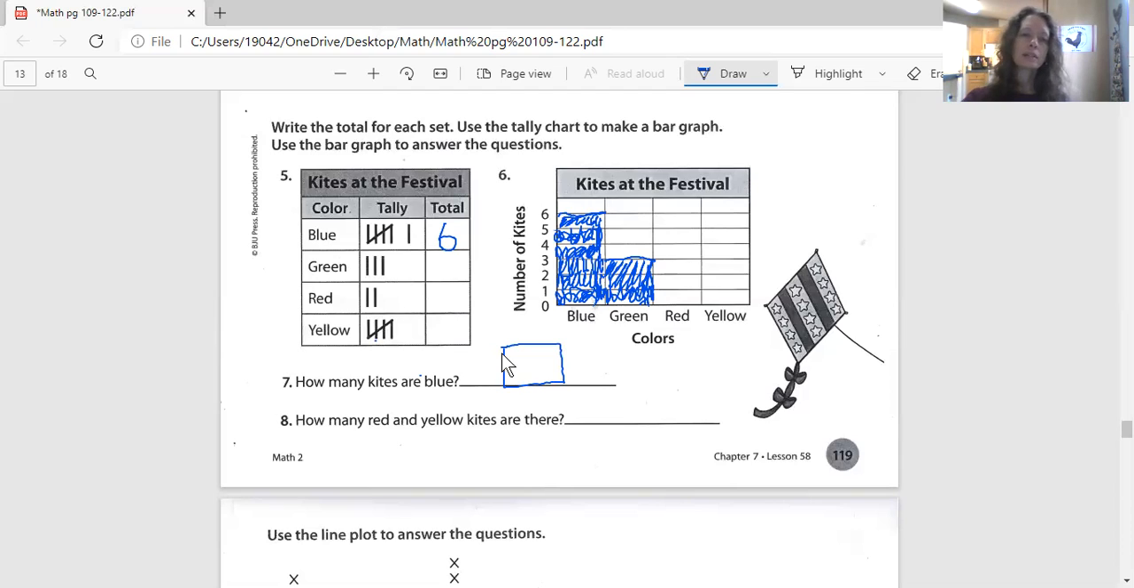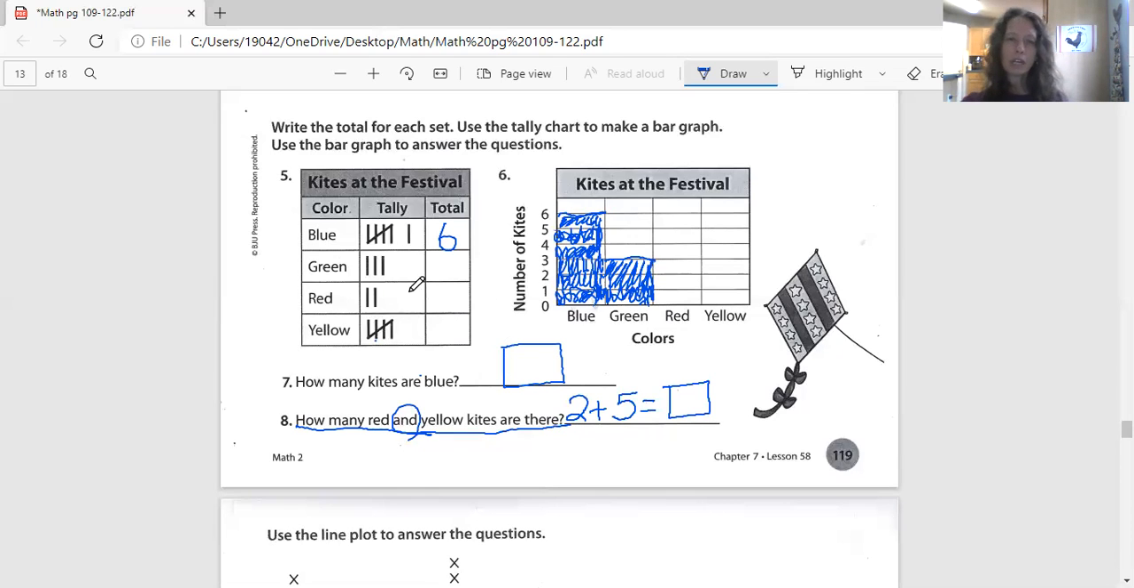And number 8 says, how many red and yellow kites are there? And being our operation word for addition. So we need to add up the number of red kites, which is this, and the number of yellow kites, which is this. And I need you to give me that total. Okay?